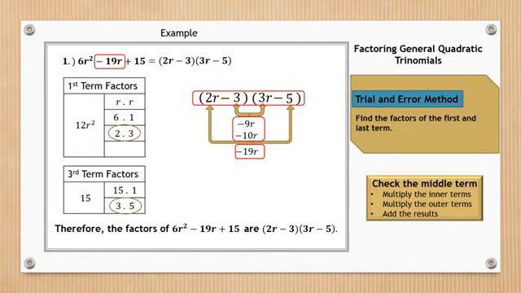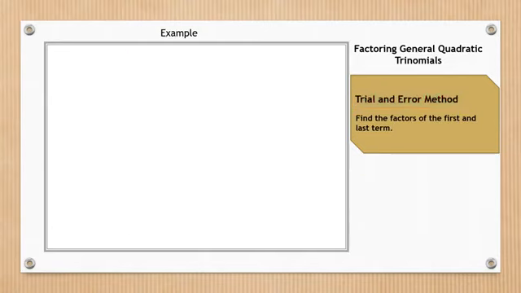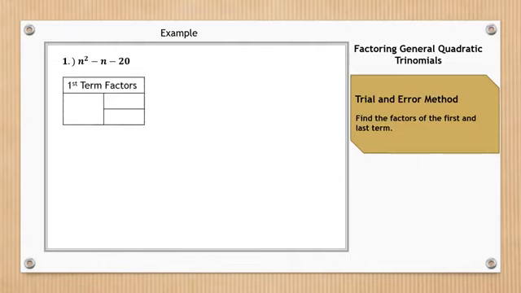Okay? So, let's have one more example. Okay, class, let's have another example. Please take note of the cases, class, especially the signs of the trinomials. This time we have n squared minus n minus 20. So again, you do the same procedure, class. Trust me, if you do this, you will get the right answer.